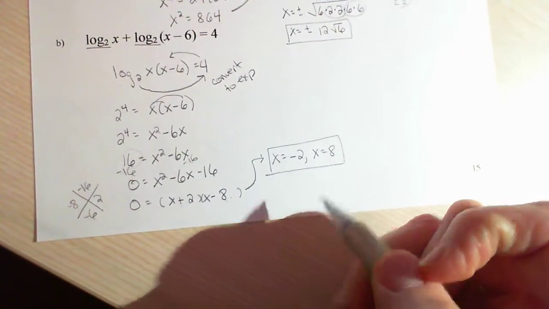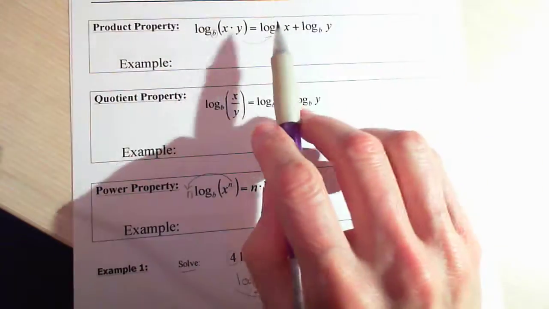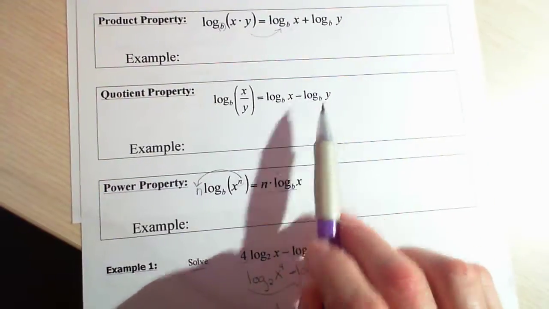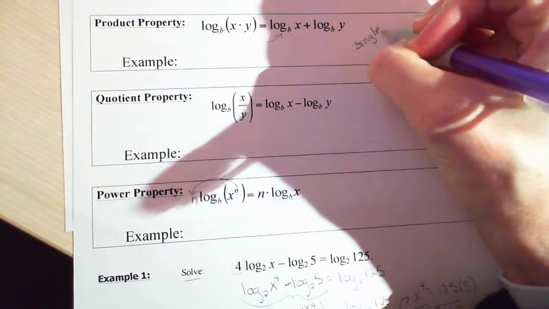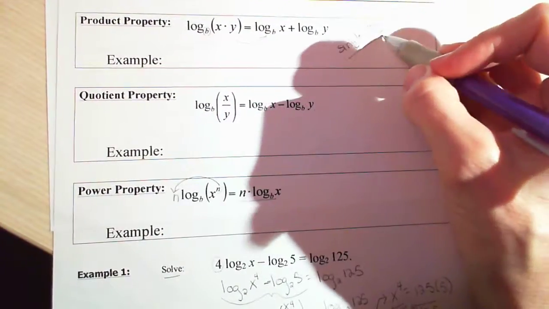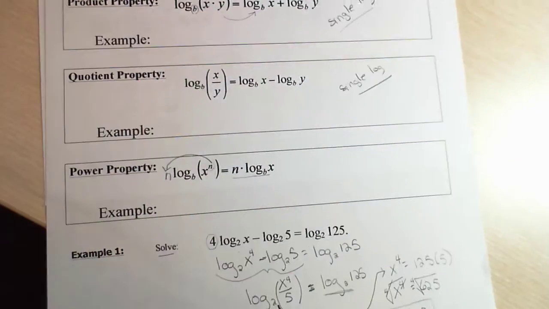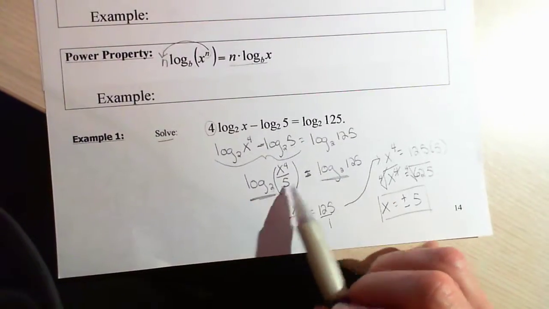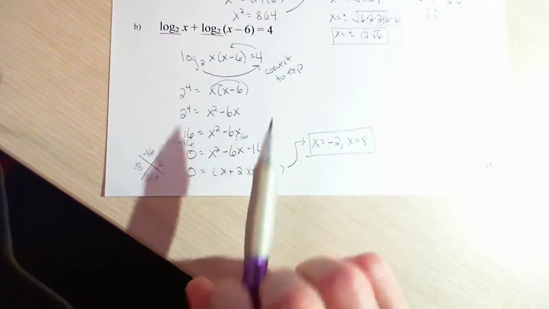So that is it for 6-4. Things that you want to remember is your goal is to combine these 2 separate logs in all these cases into a single log. So you want a single log because that helps you in solving. So for all of these, your goal is to get a single log like we did in these examples. So then you can either, if you have logs on both sides, ignore your logs, or if you don't have logs on both sides, then convert it to an exponential.